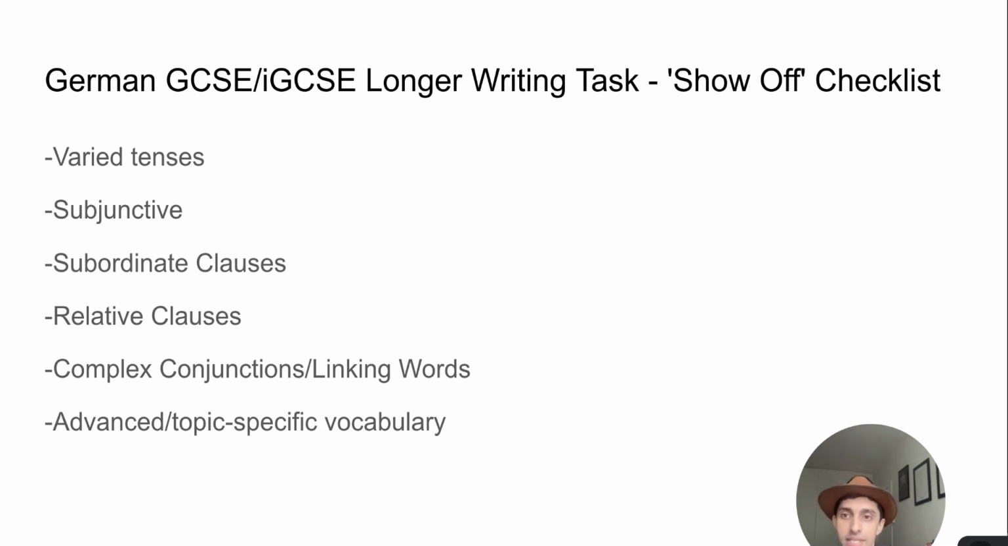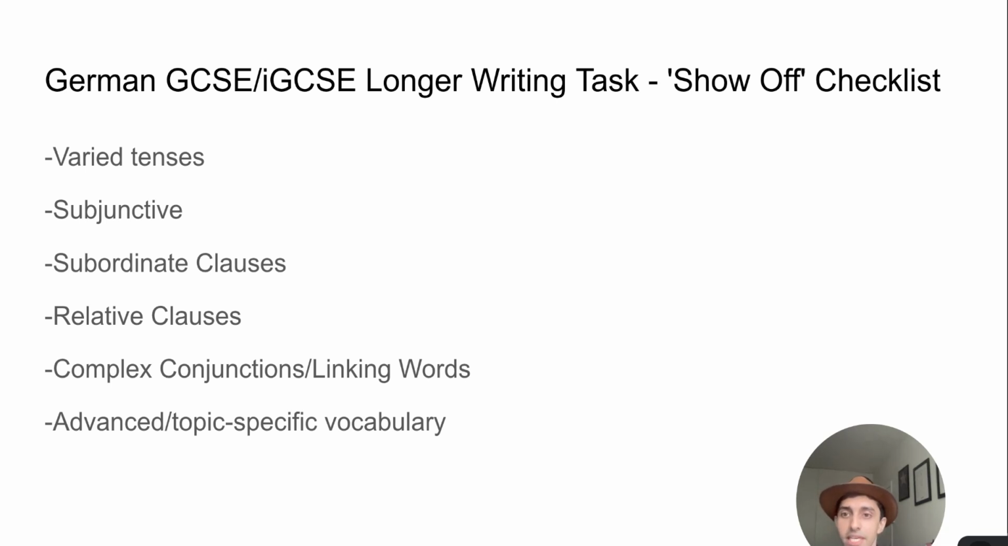So these include varied tenses. As mentioned, I definitely wouldn't stick with just the present tense, not for your longer writing task. At least put in some past tenses, some future tense forms too, and perhaps vary it more, maybe things like the conditional, pluperfect, subjunctive, and more. But varying your tenses is a good way to stand out and impress examiners.